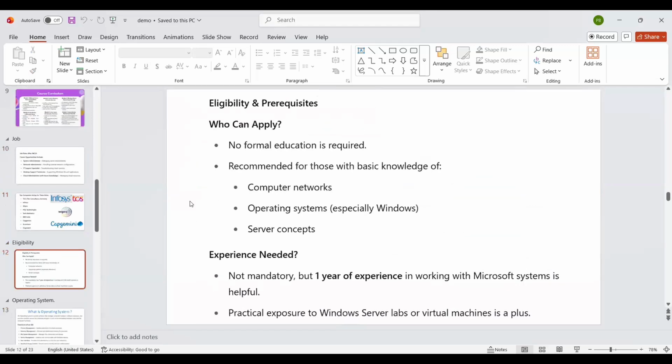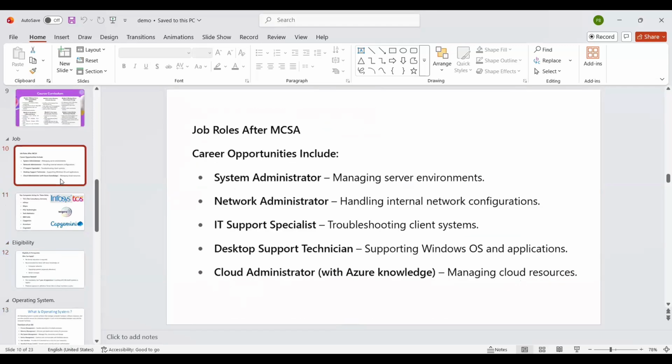So after doing this, what are the opportunities? Why will you do these things? What are the opportunities after completing the certifications? Like job roles after MCSA. Which job roles can you apply for? So the career opportunities include system administrator, network administrator, IT support specialist, desktop support technician, cloud administrator, right? So we have different types of options available here. So after completing these certifications, we can prepare for these roles.